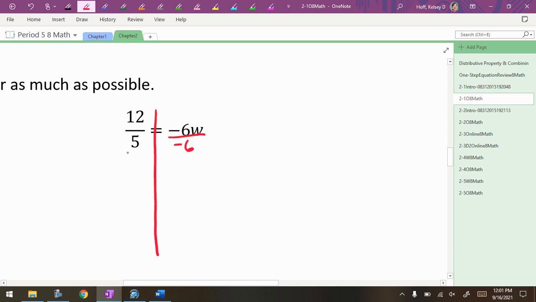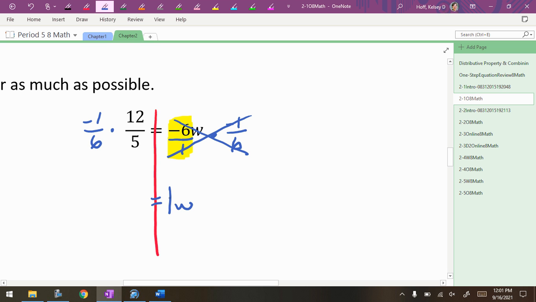When you go to do this, you can really write -6 as a fraction, yes? By putting it over 1. So then really, my coefficient is -6 over 1. To get rid of a fraction, I multiply by the reciprocal, which would be -1 over 6. On this side, multiply by -1 over 6. These cancel. I'm left with 1W.